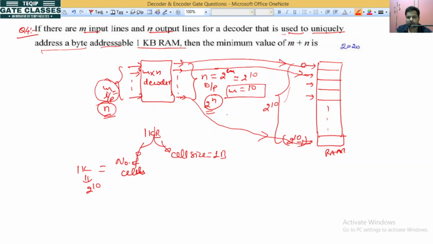Now we get m. So m plus n is what I want. We know that n equals 2 to the power m. So it is 2 to the power 10, and m we already know is 10. So what will be the value? It will be 10 plus 2 to the power 10, so 10 plus 1024. 2 to the power 10 is 1024, okay? So what will be the value? 1034. This will be the answer.